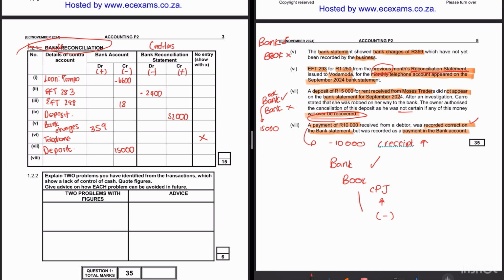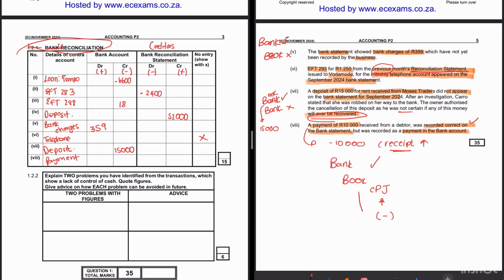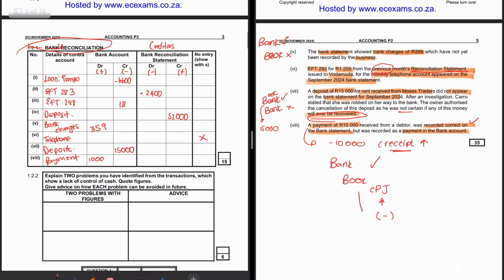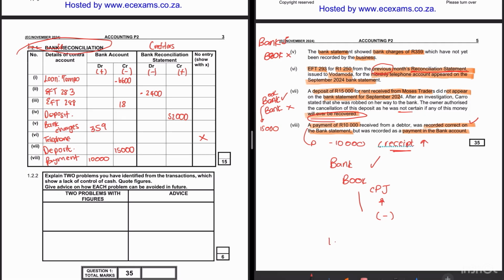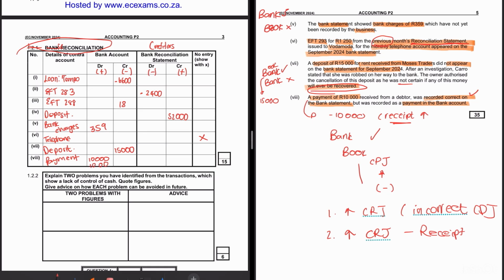So, because it's a payment, okay, so we want to say payment. Because it's a payment, to correct this payment and to bring it back down to 0 because it's incorrect, it's actually supposed to be a receipt. We want to say plus 10,000. So the first thing is our correction: increase your CRJ to account for your incorrect CPJ of 10,000. And then number 2, we are correctly accounting for it. So now we've got to increase our CRJ by the receipts we actually did receive. So we've got a further 10,000 Rand for your actual receipts received.